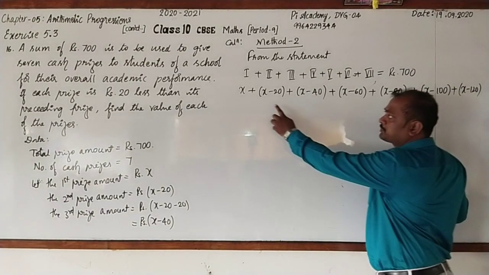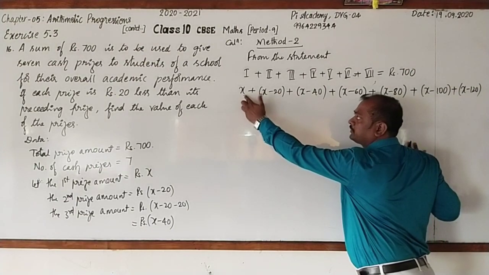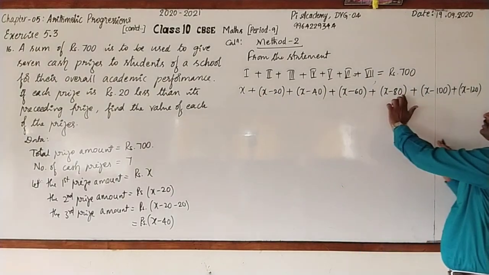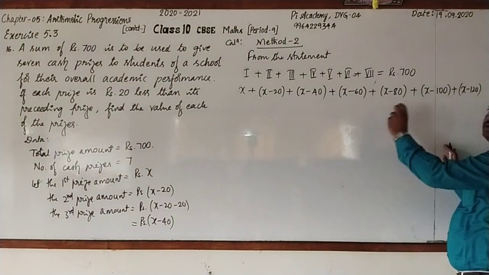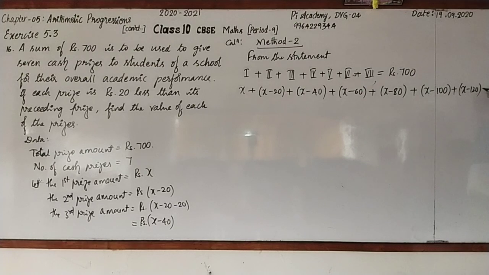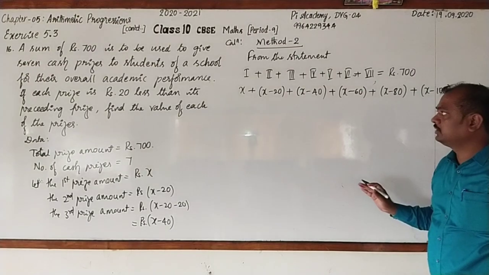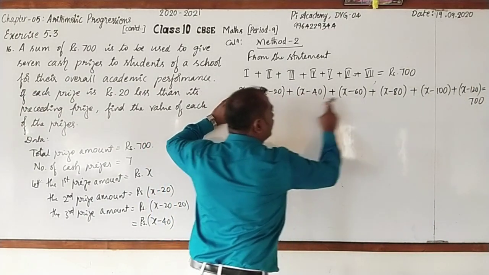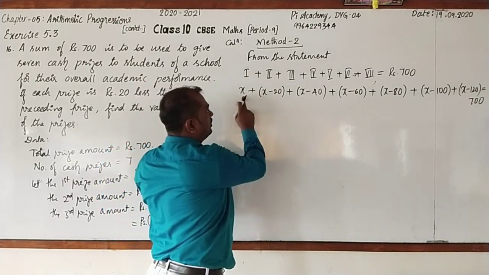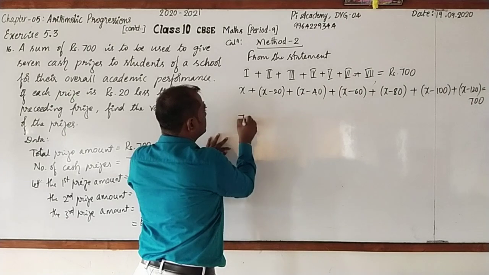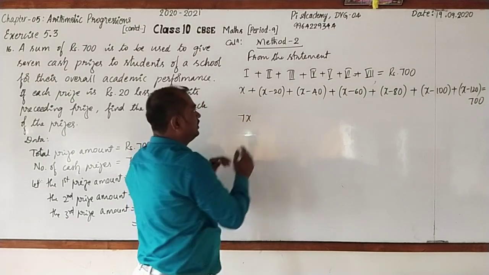So each cash prize is reduced by 20. Here, second one reduced by 20. Third one again 20. Minus 40, minus 60, minus 80, minus 100, 120. Total 1, 2, 3, 4, 5, 6 and 7. What is the total cash prize amount? It is 700. Followed? Now, go for adding all the variables. How many are there? 1, 2, 3, 4, 5, 6, 7. So we can write 7x. Clear?